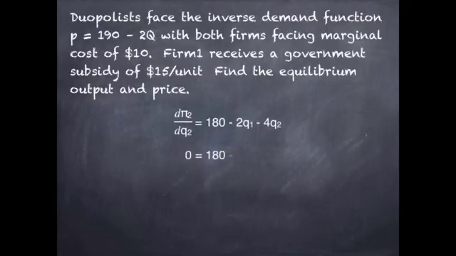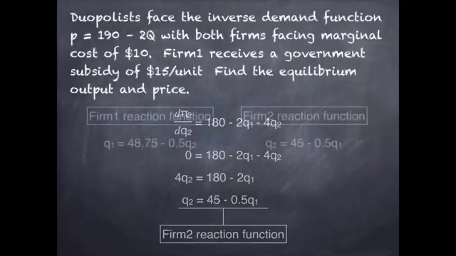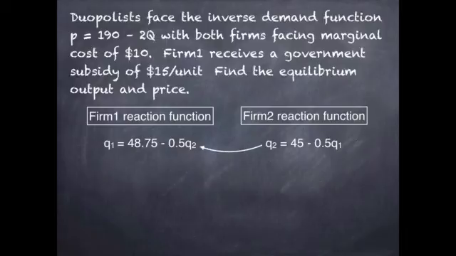If we set that equal to 0 and solve for Q2, we get 4Q sub 2 is equal to 180 minus 2Q sub 1. We divide through by 4, and we get Q2 is equal to 45 minus 0.5 Q1, which is the reaction function of firm 2. So we've gone through this, and we've gotten the reaction functions of both firms.